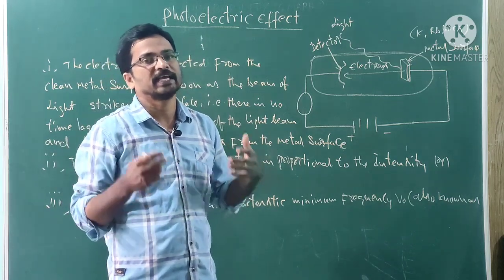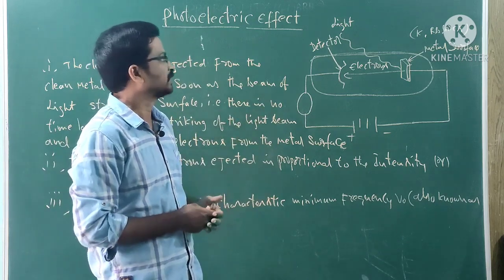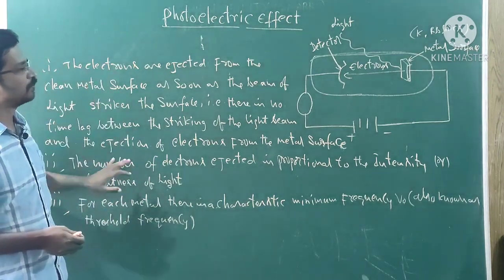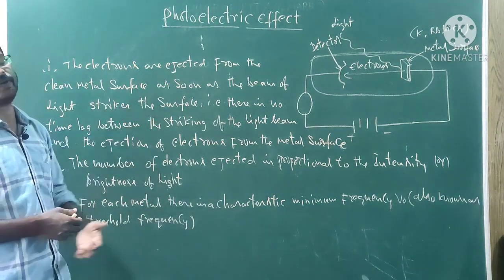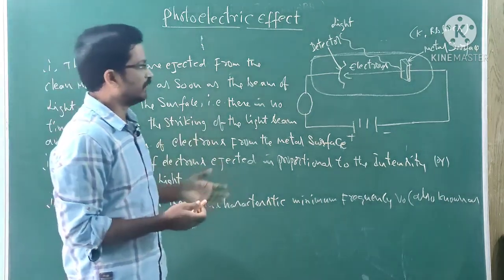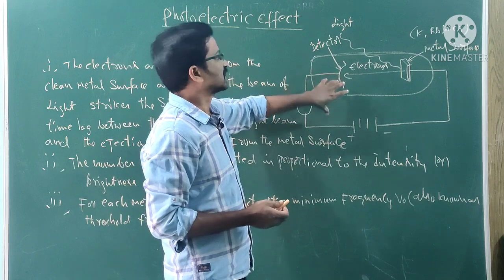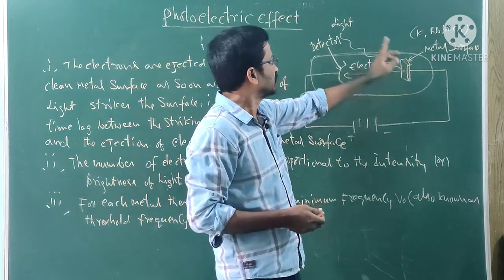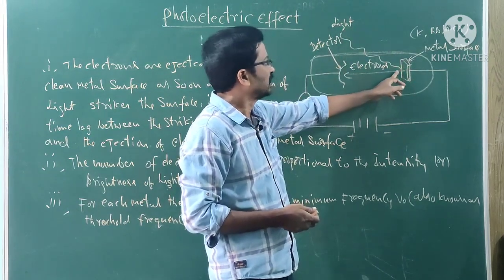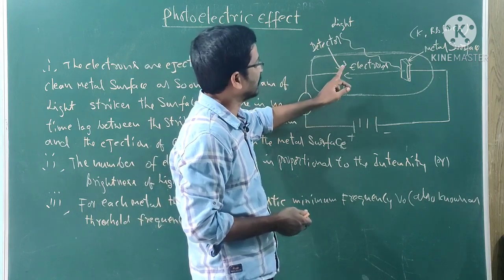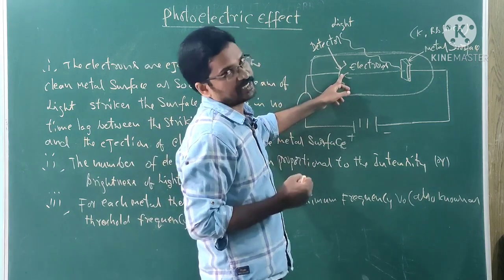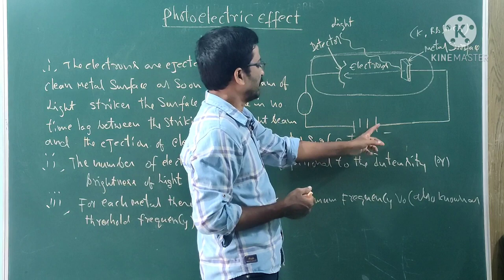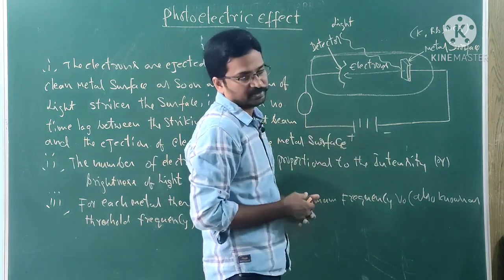Next, he explained this photoelectric effect by considering three points. He constructed a diagram like this: an active metal surface, light falls on this metal surface, and electrons are ejected. These ejected electrons are measured by this type of arrangement. One wire is connected to a battery like this, and this one is connected back to the battery. This is an ammeter.